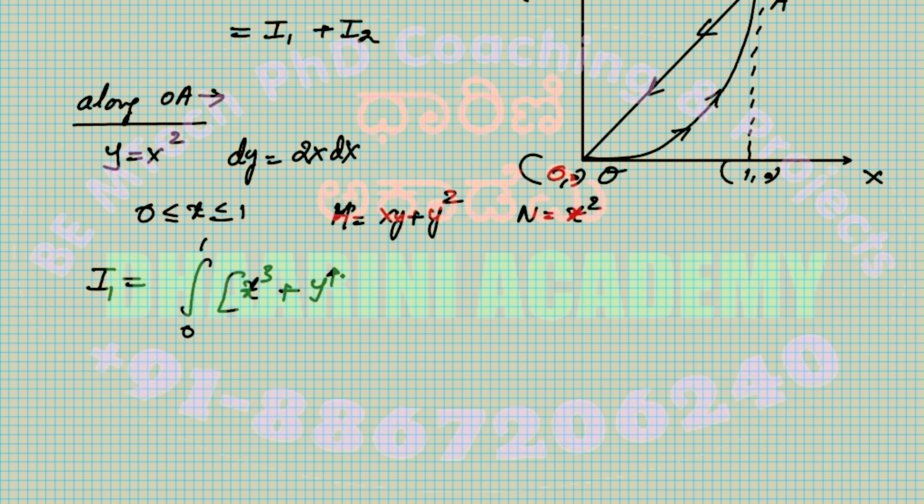Correct? Yeah, sorry, my mistake. That is plus x to the power 4 dx. That's the first term. Plus now I need to make the complete substitution, isn't it?